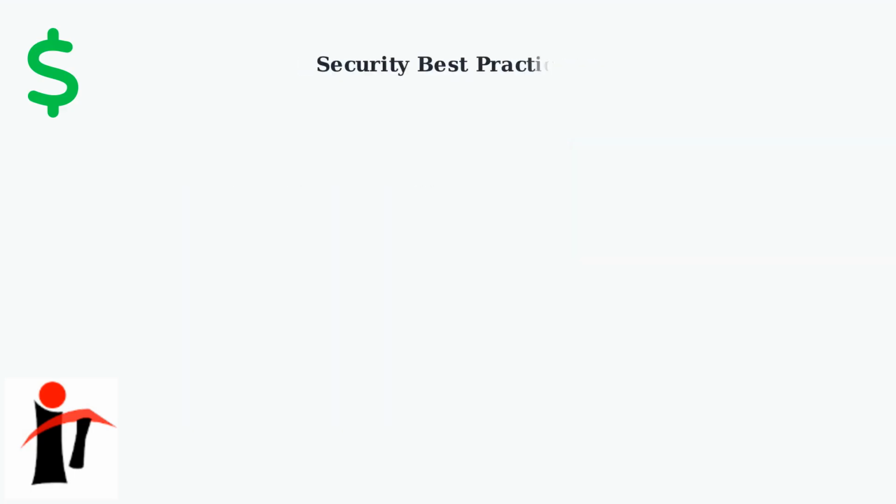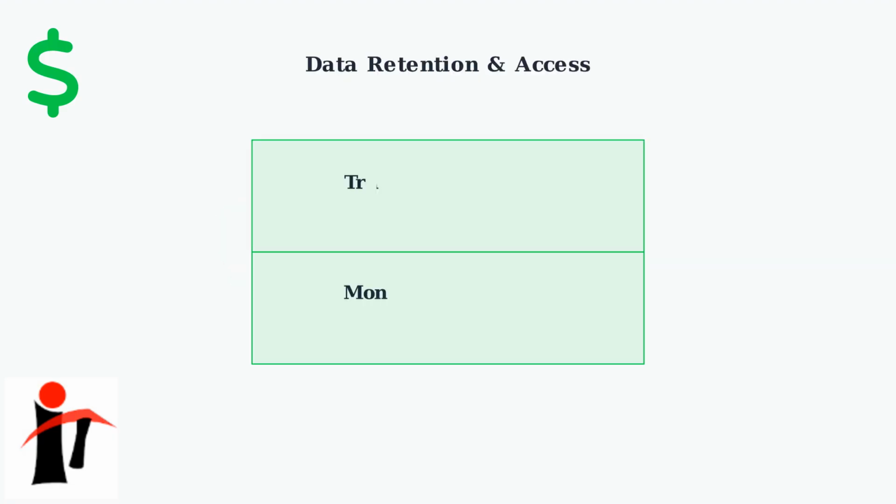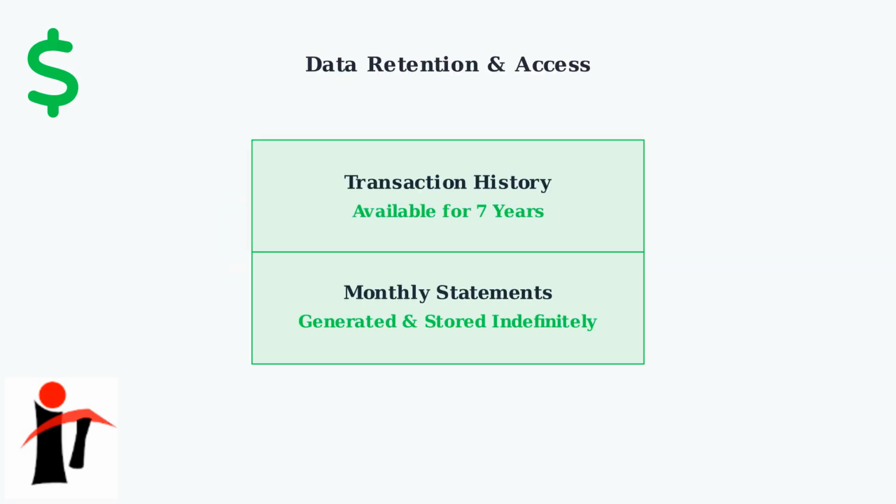Security is paramount when accessing financial statements. Always enable two-factor authentication and use secure networks when downloading your financial documents. Cash App retains your transaction history for 7 years and generates monthly statements indefinitely. This comprehensive data retention ensures you always have access to your financial records when needed.